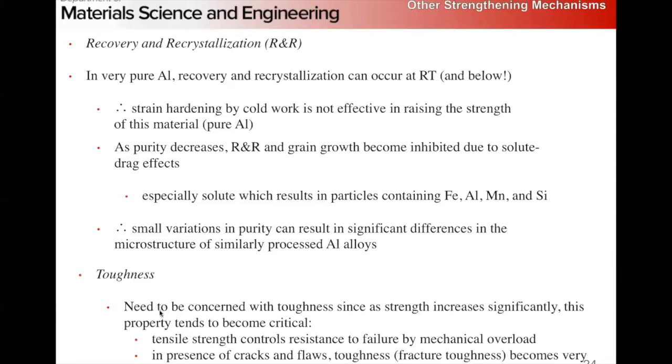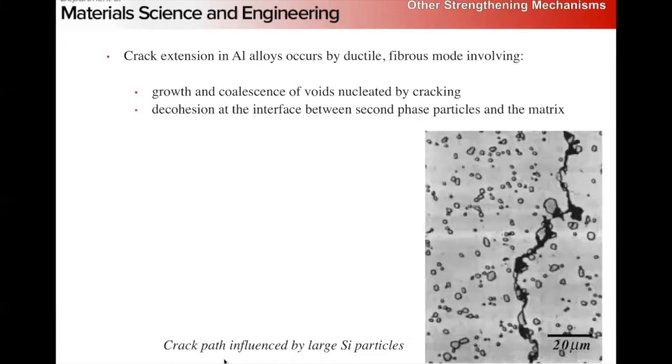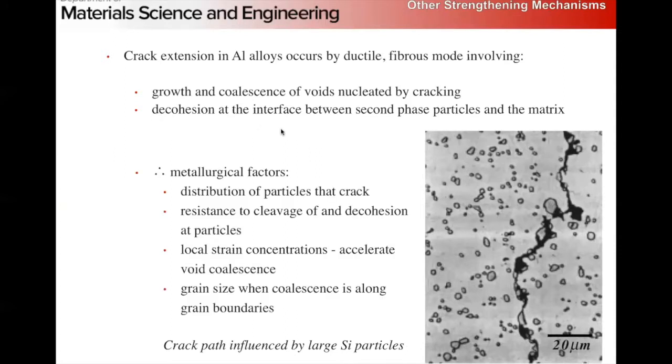Toughness. We really need to be concerned with toughness, right? Remember, strength and toughness tend to have opposite trends. Things that increase the strength of our material tend to decrease its toughness. Especially in the presence of cracks and flaws, our toughness becomes a very, very important factor, right? Cracking in aluminum is ductile, so we have a ductile fracture mode. We have growth and coalescence of microvoids nucleated at a crack. But we can short circuit this because we can nucleate cracks at these coarse intermetallics, right?